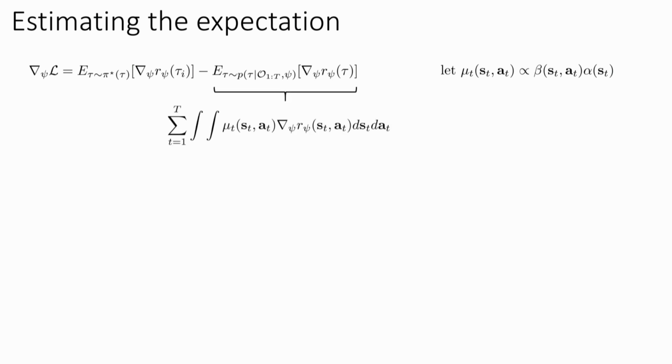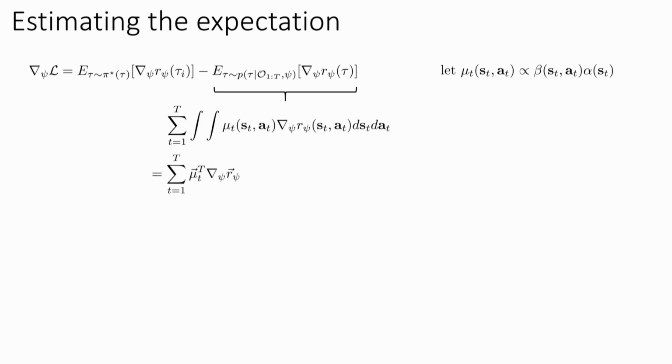And then this bit is simply given by the sum over all of the time steps of the integral over all states and actions of mu ST-AT times the gradient of r at ST-AT. So take every single state, every single action, for all of them, multiply together mu and grad r, and then sum them all up. And that gives you the expression for that expected value. This seems like a lot, but it's still linear in the time horizon, linear in the state space, and linear in the action space.